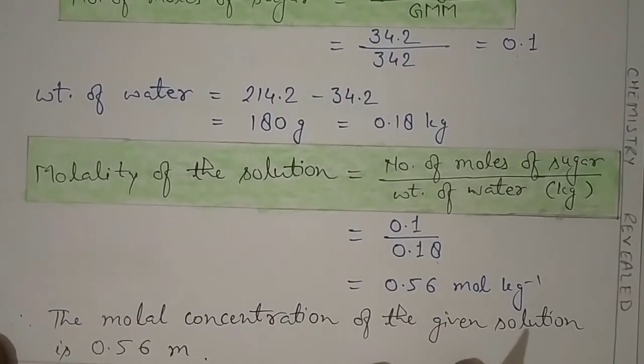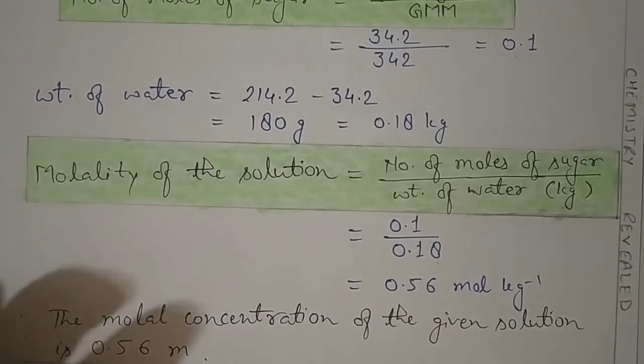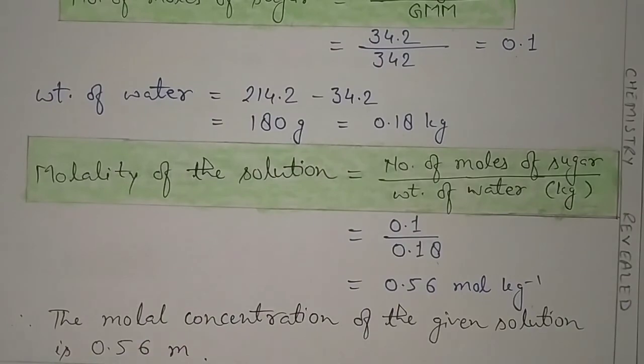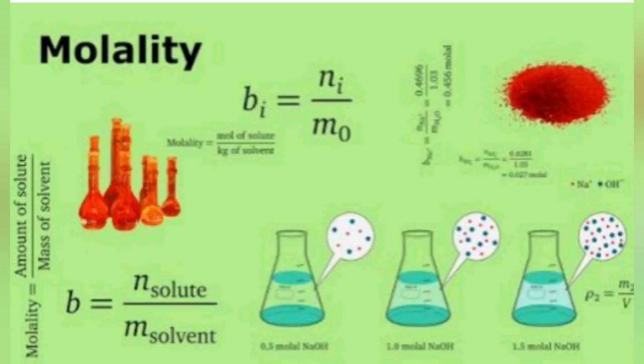Okay, so in this way we understand molarity and molality easily. Thank you. A diagrammatic representation of molality: the number of moles of solute upon mass of solvent in kilogram.